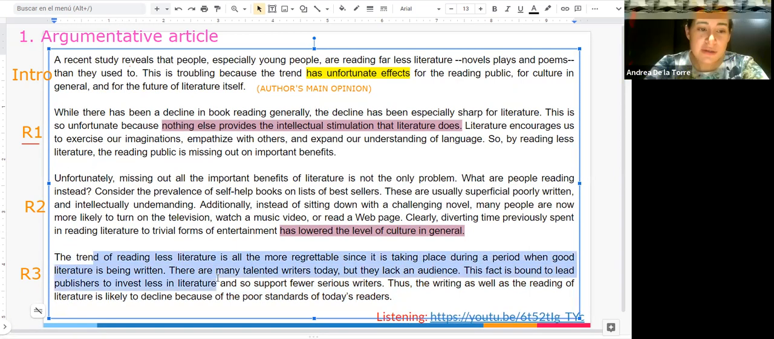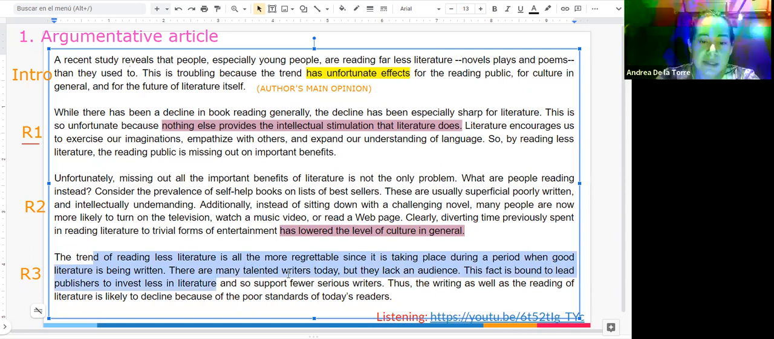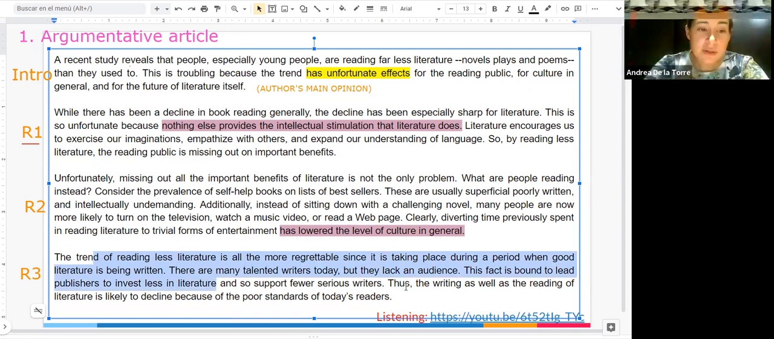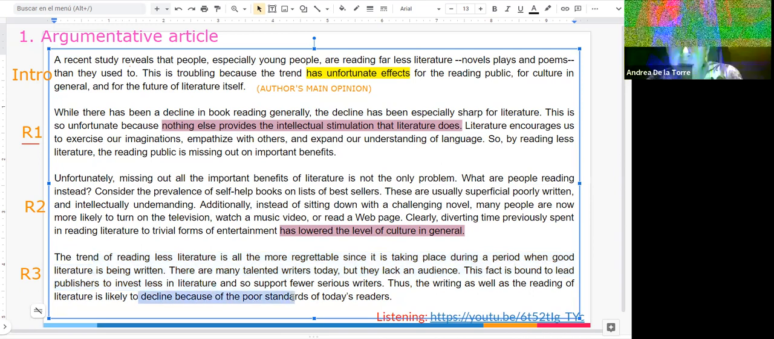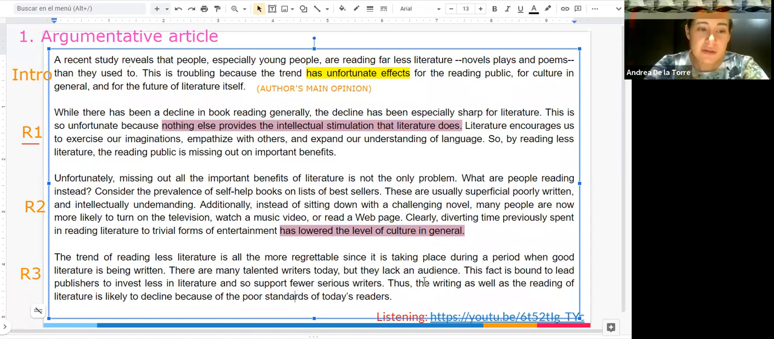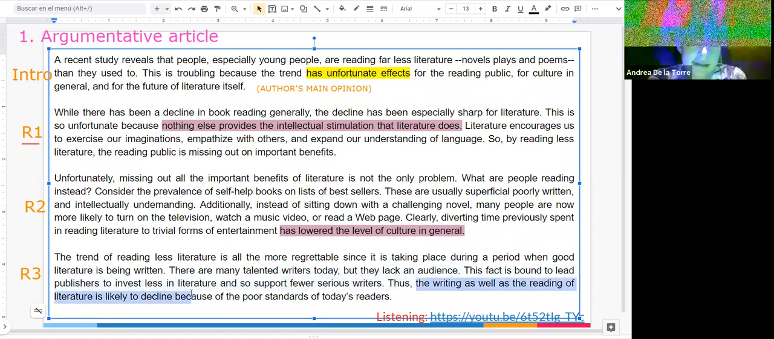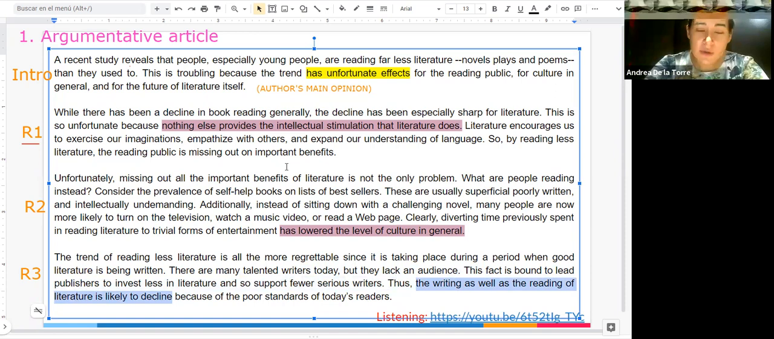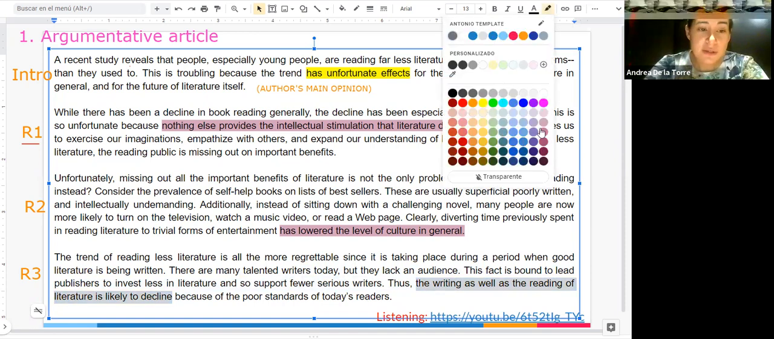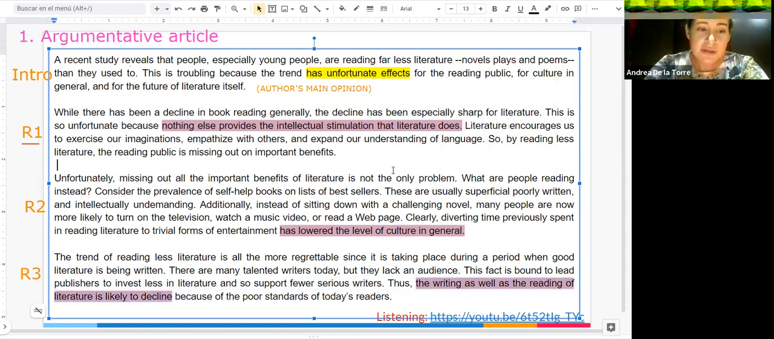Here the author explains what's going on with the writers and how they lack an audience, but the result of the fact that we're not reading literature anymore means that writers in the future are not going to write as much. So the writing as well as the reading is likely to decline because we don't read literature anymore, right? Now, I didn't mention this before because this won't happen every time. So I don't want you guys to expect this every time that you have an article.